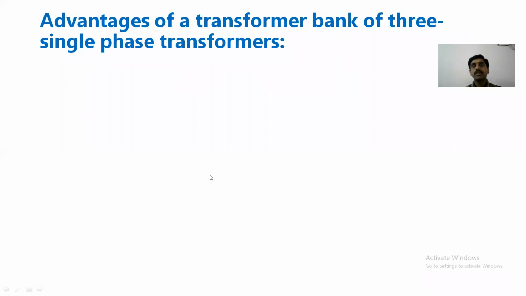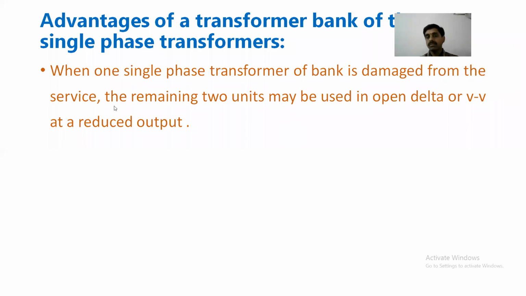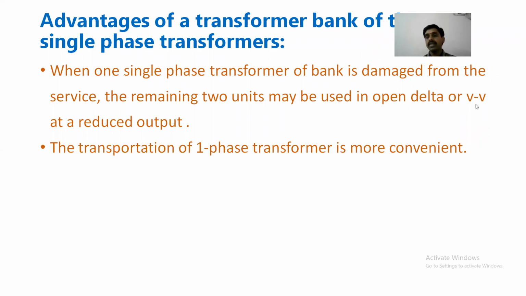And what are the advantages of the transformer bank of 3 single-phase transformers? We already have discussed this. Once again, just as a summary, I am showing. When one single-phase transformer in the bank is damaged and removed from service, the remaining 2 units will be in use. It is an open delta connection, or V-V connection.